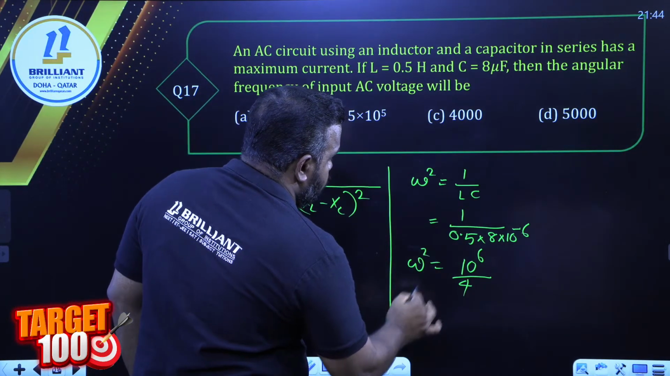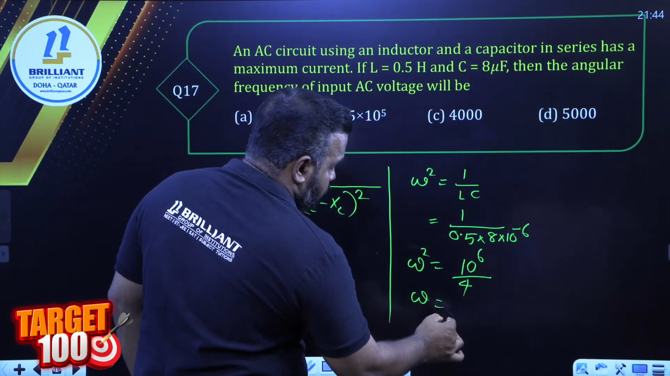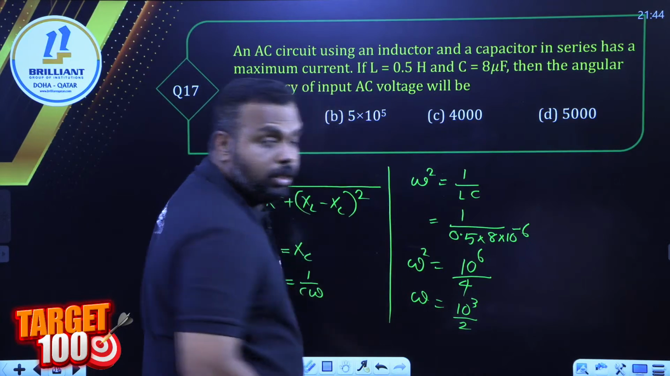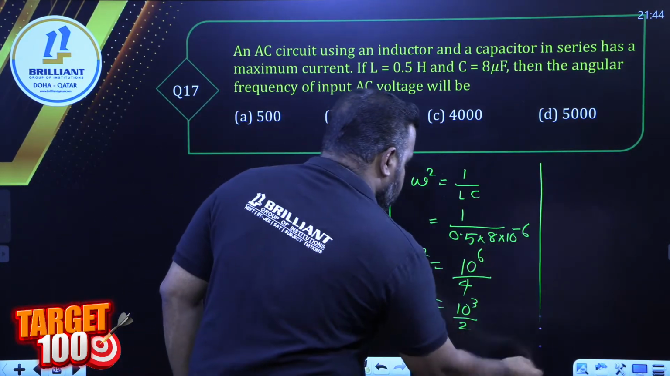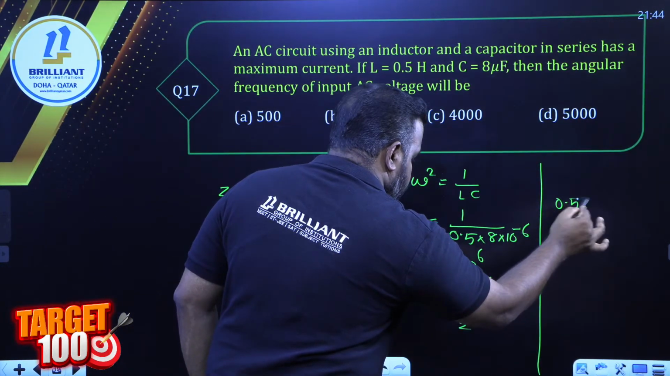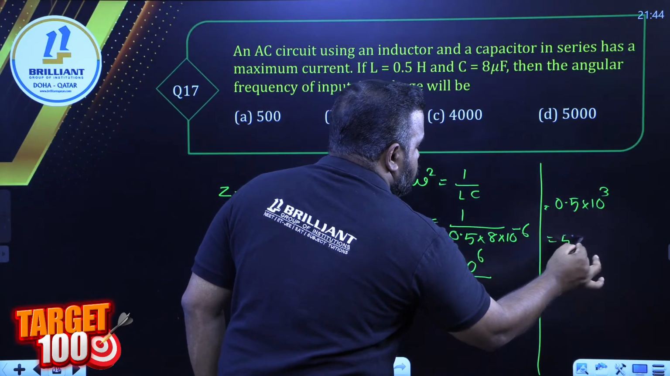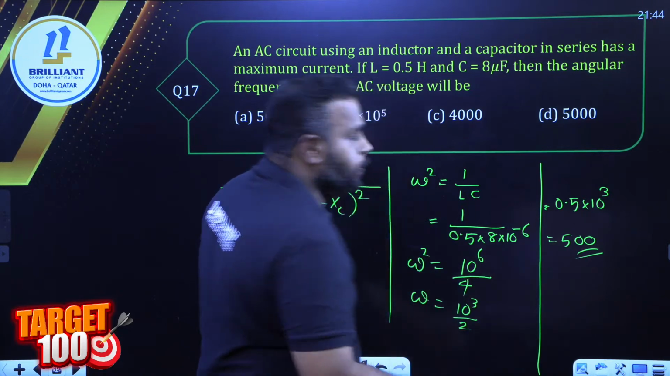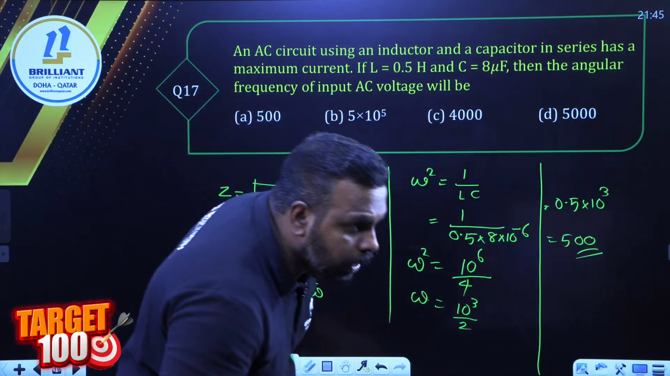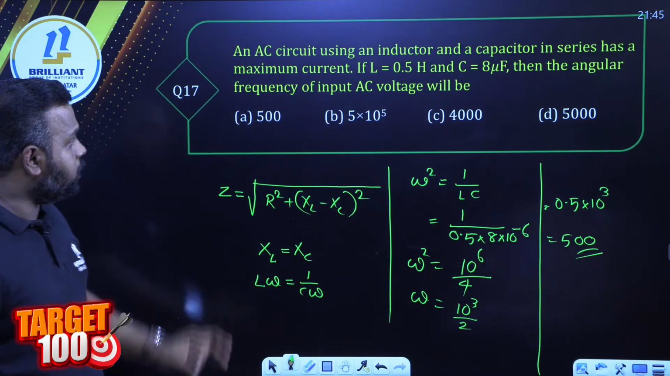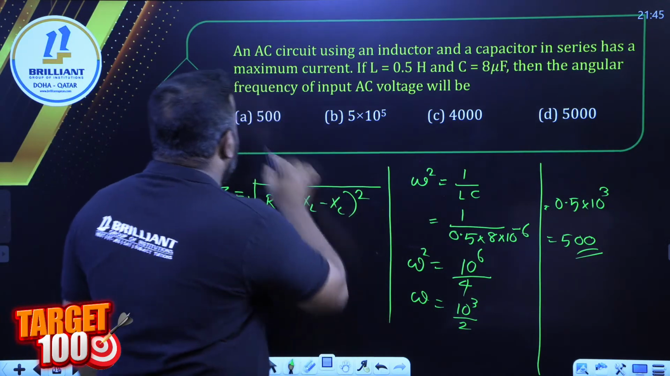So what will be omega then? Omega is equal to square root of this. So when you are finding square root, 10 raised to 3 and it is divided by 2. So what we get? 0.5 into 10 to the power 3, which is how much? 500. Yes, 500 is the answer. It's option A. Very good. Reshma, Nitin and Fahad. Yes, very good. The right answer is 500. It is option A.